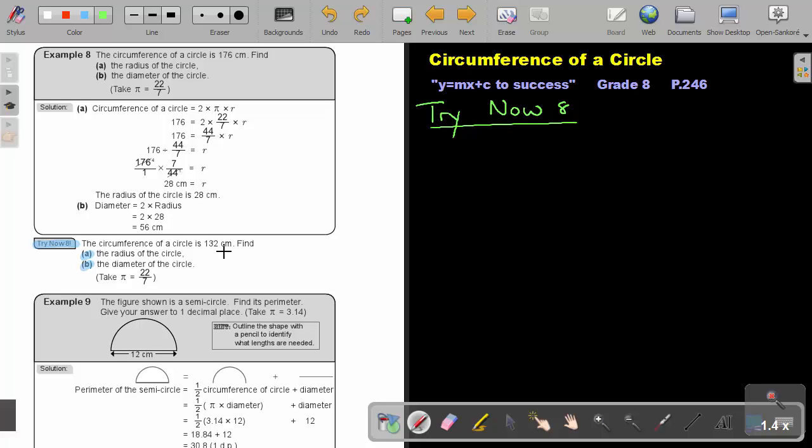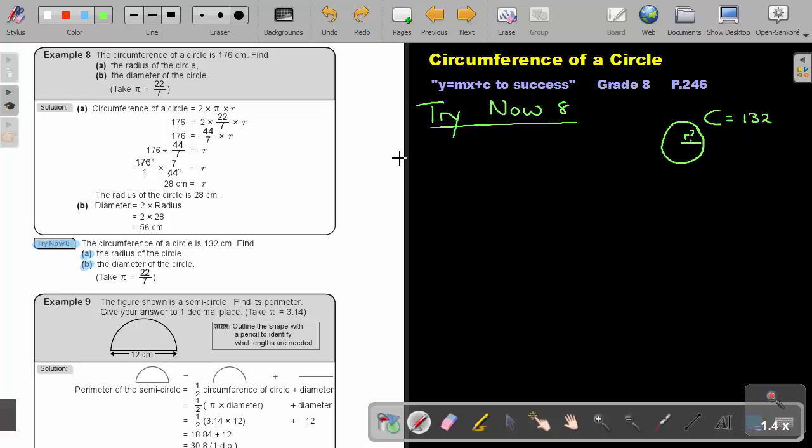Try now 8. The circumference of a circle is, okay, it's always good to have a picture. Maybe it's not so accurate. So the circumference, the perimeter, will be 132. Find the radius. So I'm looking for that. That's the radius, and I'm looking for the radius.